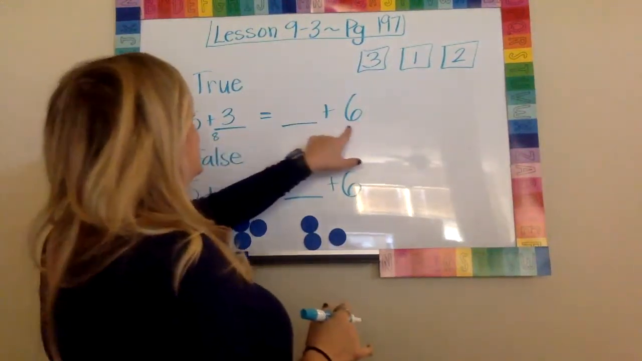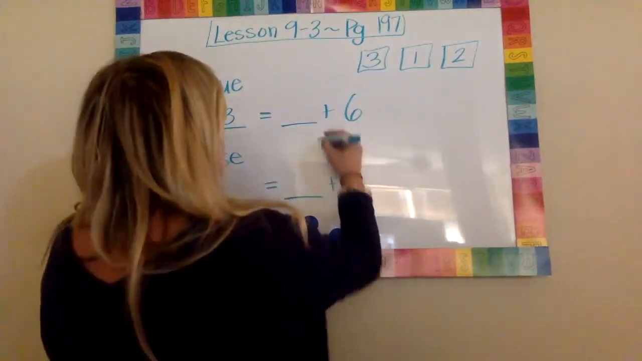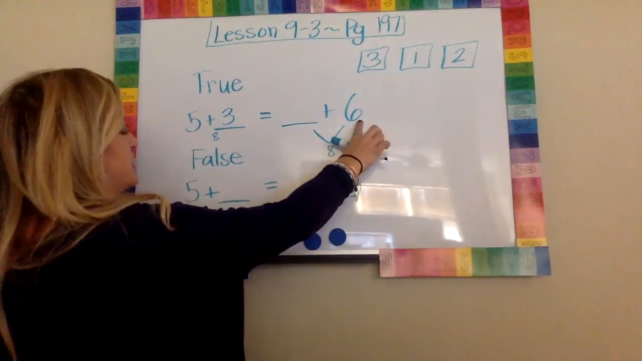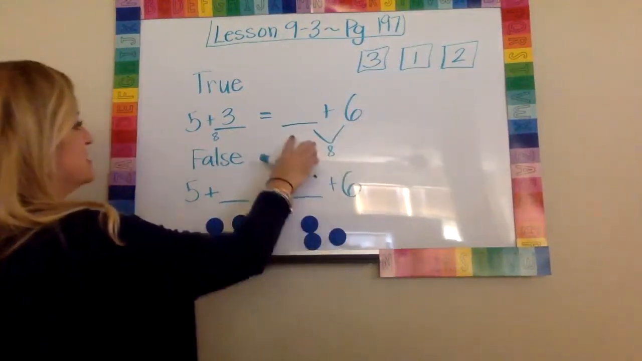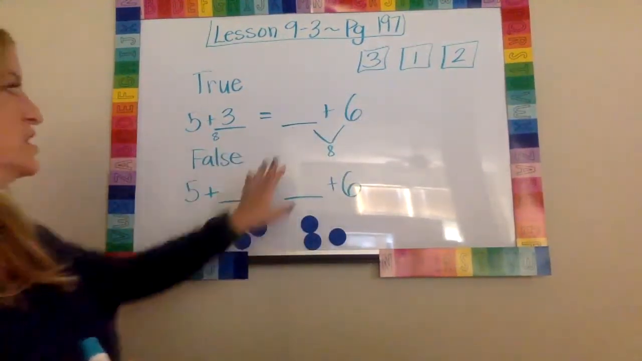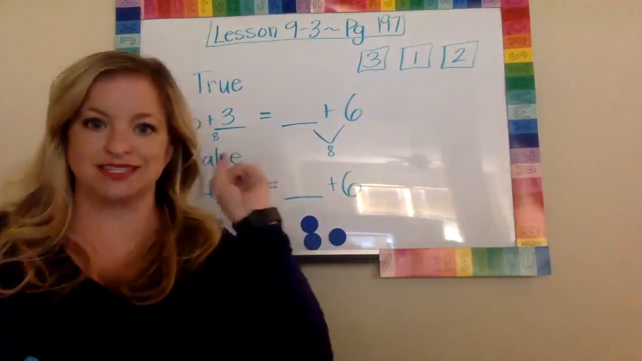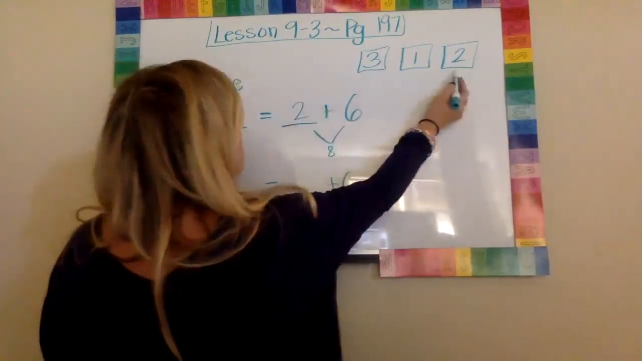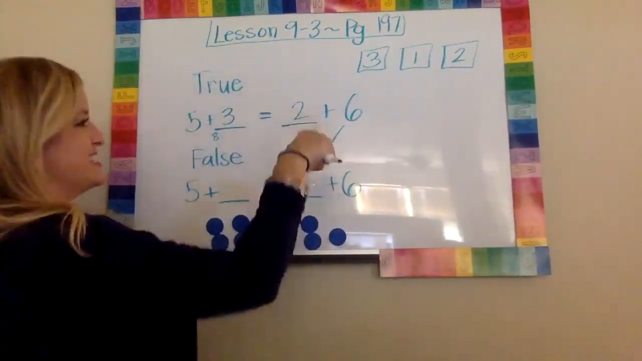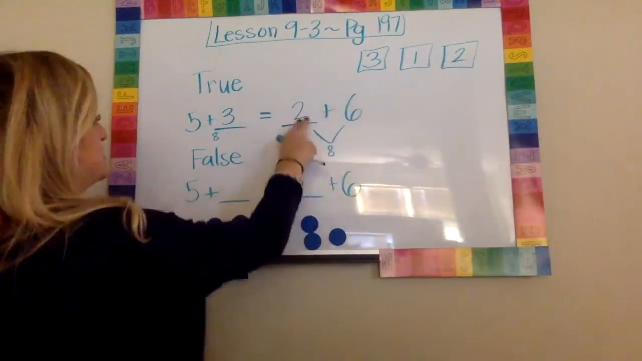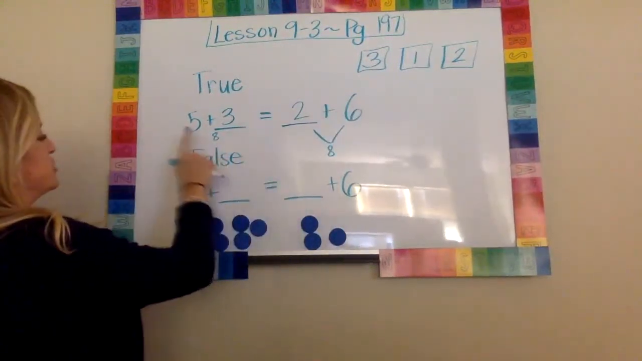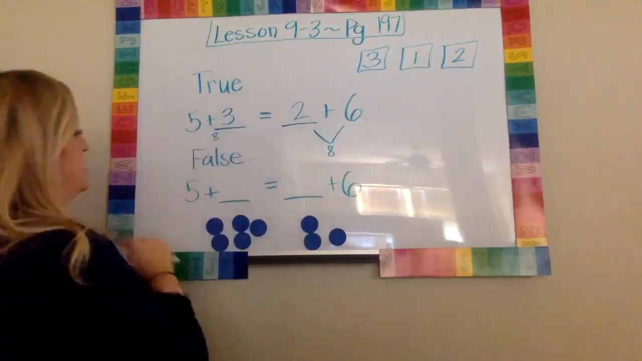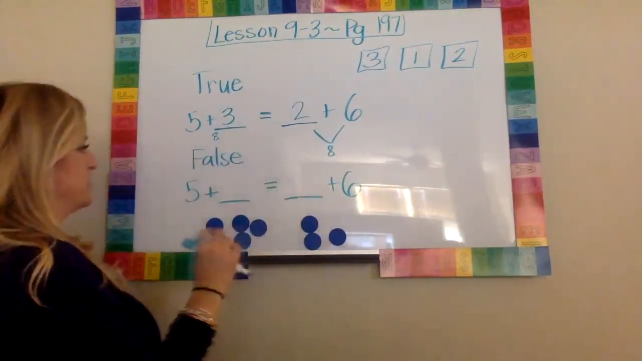Now, this side has to equal 8. So I'm going to start counting at 6. I'm going to stop at 8. And however many I went was what I'm adding to 6 to get to 8. 6, 7, 8. 2. Is that one of my numbers? Absolutely. So 6, 7, 8. 6 plus 2 equals 8. Or I could do 5, 6, 7, 8. 5 plus 3 and get 8. That is a true statement.